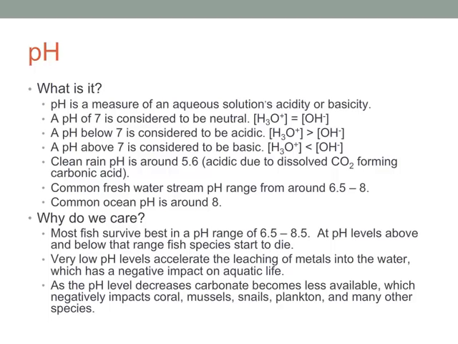Different species have different pH tolerances, but anything really below 6.5 or above 8.5 can lead to fish species dying off. Very low pH levels accelerate the leaching of metals into the water, which can have a negative impact on the aquatic life. And also, as the pH level decreases, carbonate becomes less available, which can negatively impact coral, mussels, snails, plankton, and many other species which require carbonate.